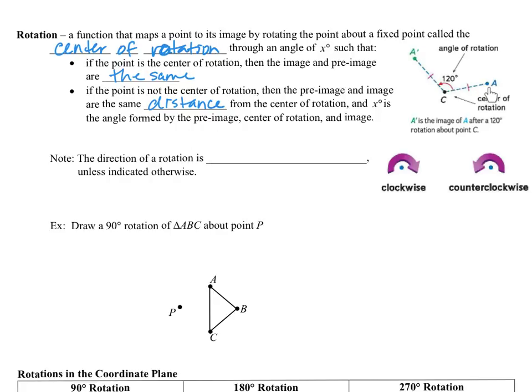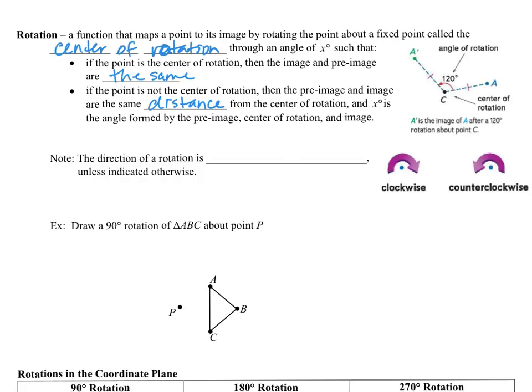So here we have a pre-image point A that's going to be rotated 120 degrees. If we take point A and rotate it 120 degrees about point C, which is our center of rotation, notice that A prime ends up over here. The next part says x degrees is the angle formed by the pre-image, the center of rotation, and the image. In other words, if I start at my pre-image point, go to the center of rotation, and then to my image point, that makes a 120 degree angle. Okay?